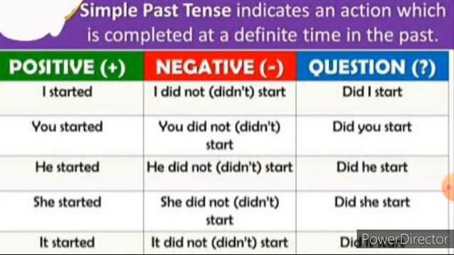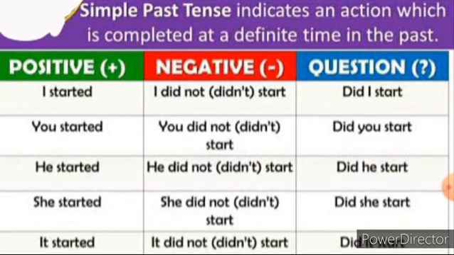And then look at this example. It is mentioned as positive, it is an affirmative sentence only. I started, you started, he started, she started, it started. So the word is the same, but only the persons are changed. First person singular, and then second person, it may be either singular or plural, and then third person singular are taken as examples here. I started.